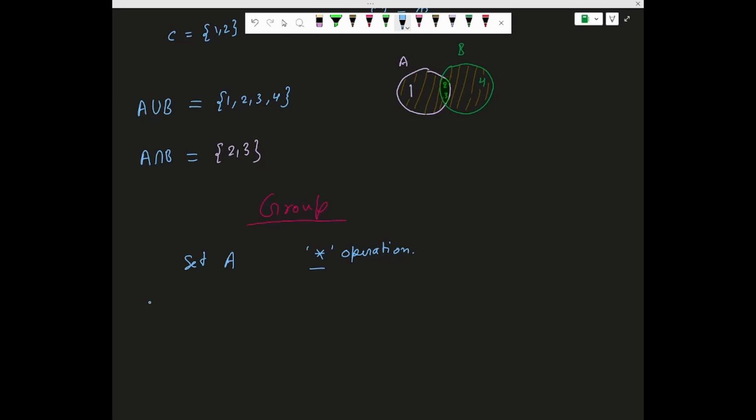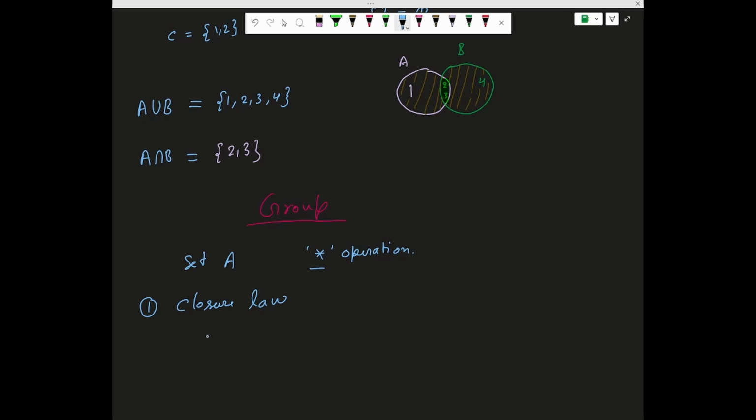So 4 things are given actually. What we need to take care. First, it must follow the closure law, right? What do we mean by closure law?